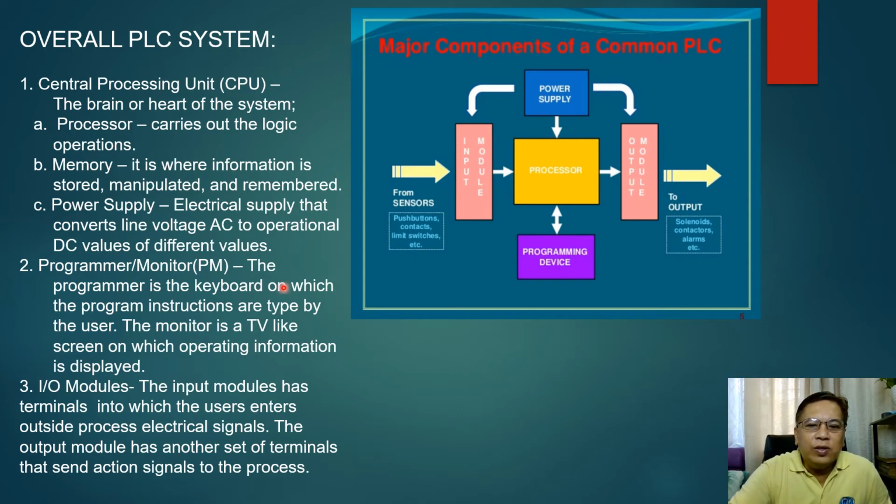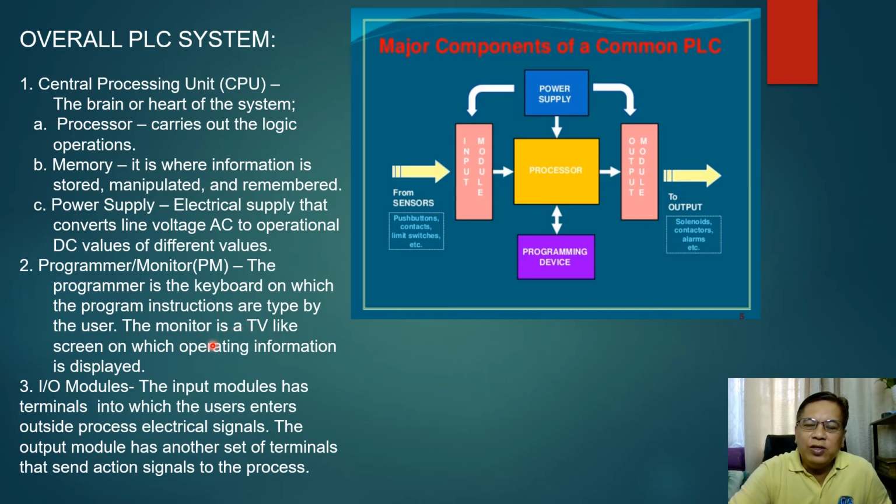Okay, so next is your programmer monitor or PM. Okay, the programmer is the keyboard on which the program instructions are typed. So basically, this is your computer. Okay, not your PLC but your computer. You have a keyboard there where your instructions are being typed. Then the monitor is a TV-like screen on which operating information is displayed. So when you type your program, automatically it will be shown on the screen.